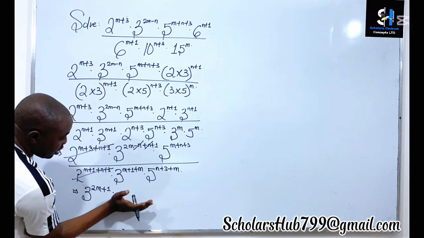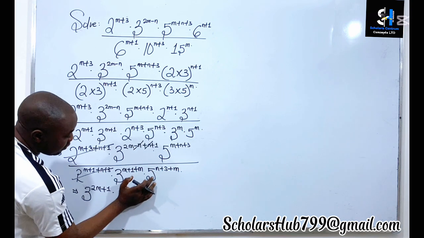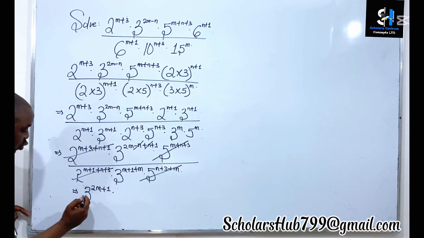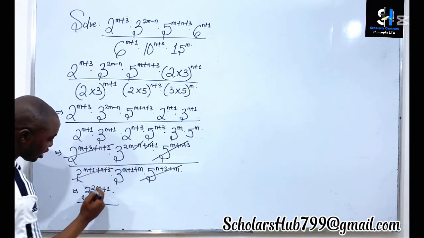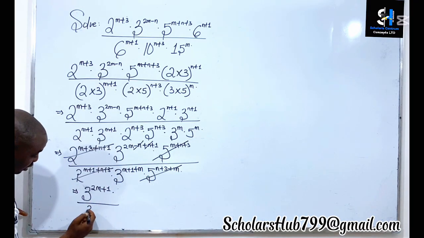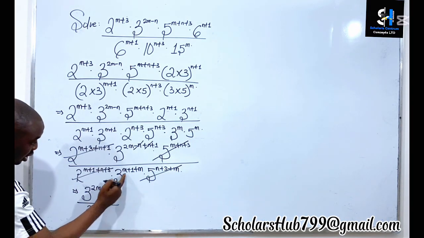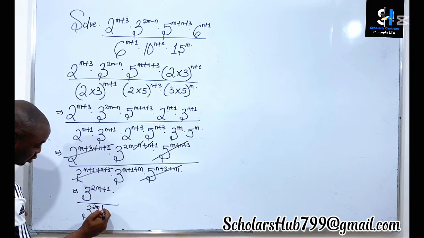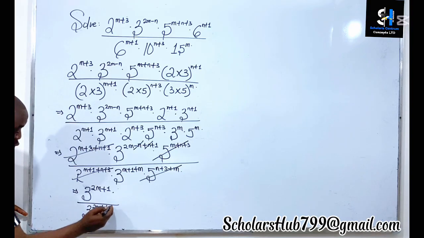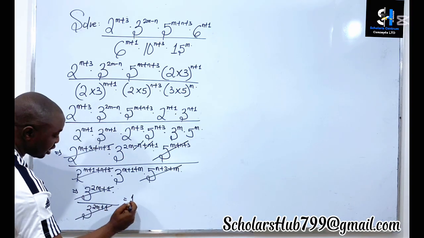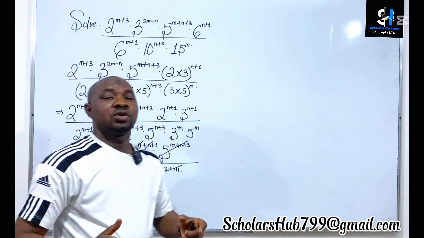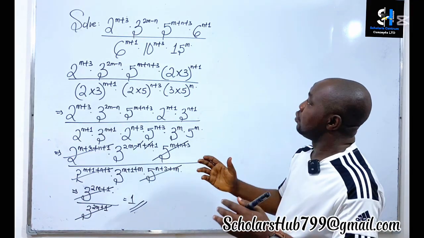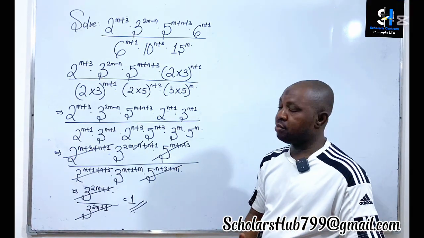This also is 5 raised to the power of n plus 3 plus n, so this will cancel this. So we'll be left with 3 exponent 2n plus 1 over 3 exponent n plus n, plus 1. When this cancels this, the answer will be 0. So we just solved this complex rational indicial problem.